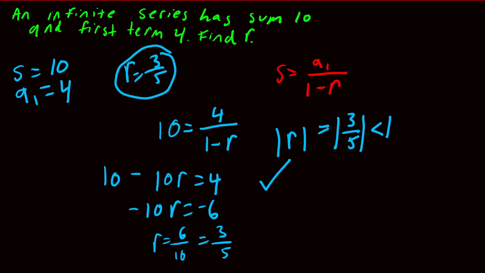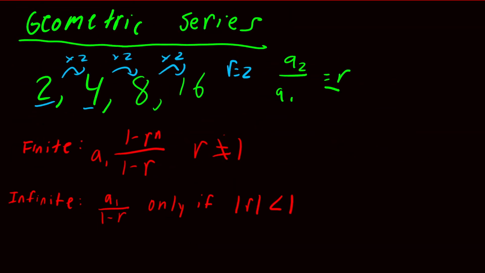So, this is a question a lot of people get wrong. If somehow we got 5 over 3, people would still circle it, but they didn't check it against that condition that I mentioned in the very first slide. If it's not valid, then this infinite series is quote-unquote illegal.